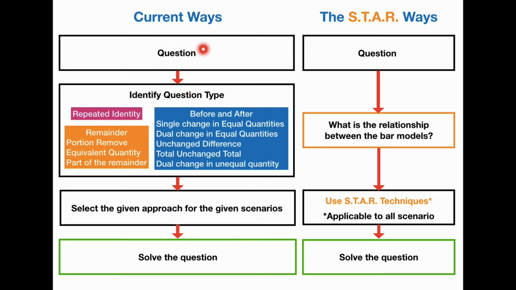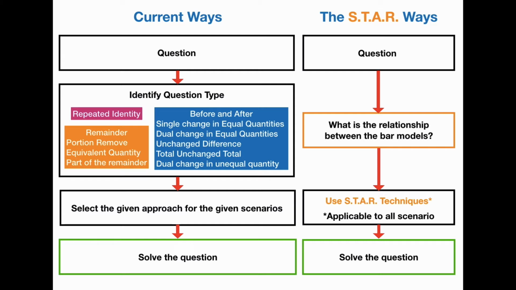Currently, if you have a question over here, the student is taught to identify the question type. Is it a repeated identity concept? Or is it a remainder concept? Or is it a before and after concept? And within each concept, there are different scenarios. Like you see over here, there are so many, and there are others which I can't possibly put everything here. Once they identify the scenario given, they select the approach to solve it. And after that, they do the calculation to find the answer.